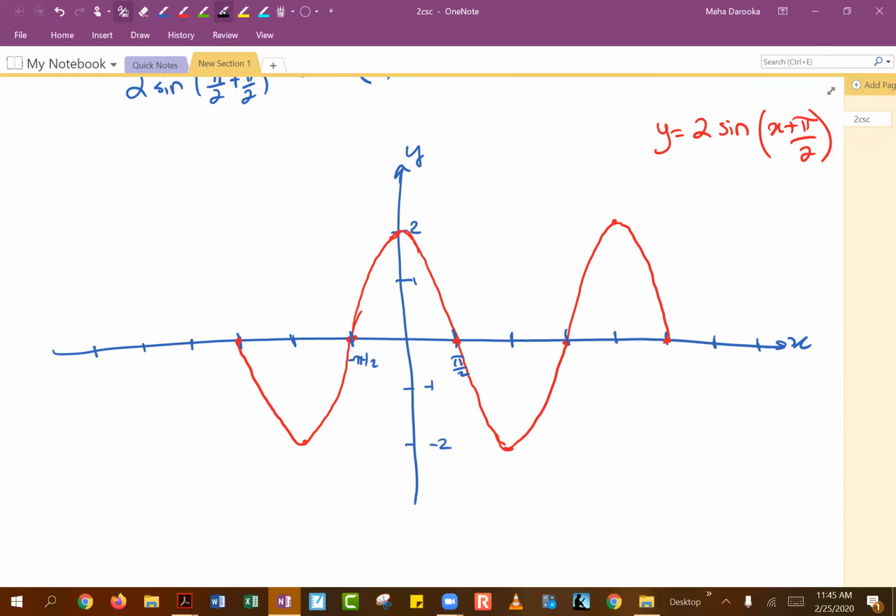Okay. Now at every position where you have the x-intercept is where you're going to have your vertical asymptotes. So then we need to start drawing our vertical asymptotes at all of those x-intercept places.